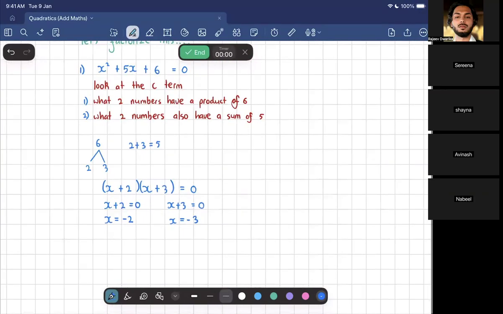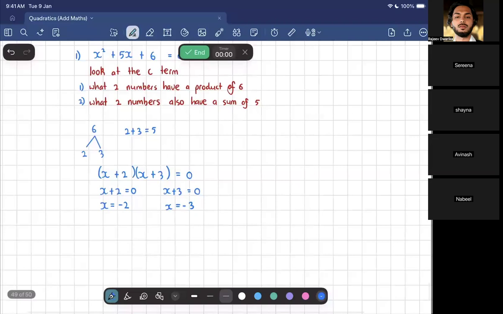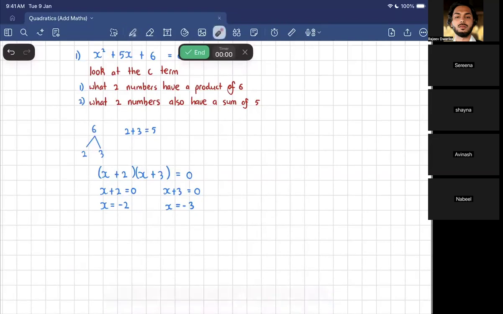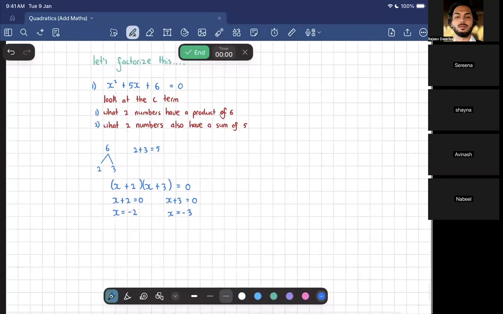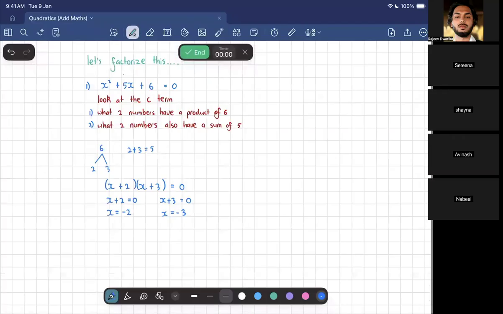Let me show you something, right? Aren't these your roots? Yes, sir. Right. To factorize, let's look again at what we did. We looked at the last term. To get the last term, didn't we look for two numbers that have a product of 6? Yes, sir. And we also looked for two numbers that would have a sum of 5. Great. So if I wanted to write my original quadratic in terms of its roots, this is what I could do.